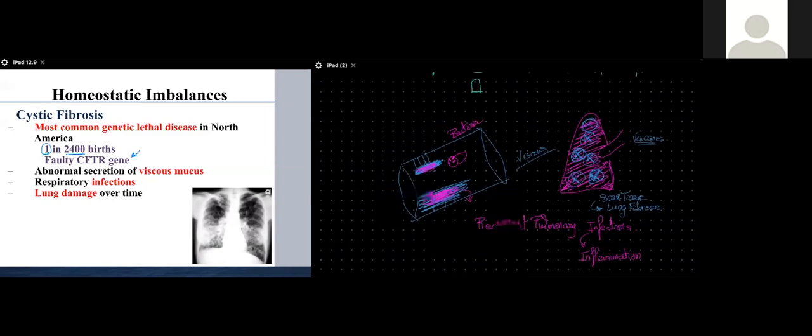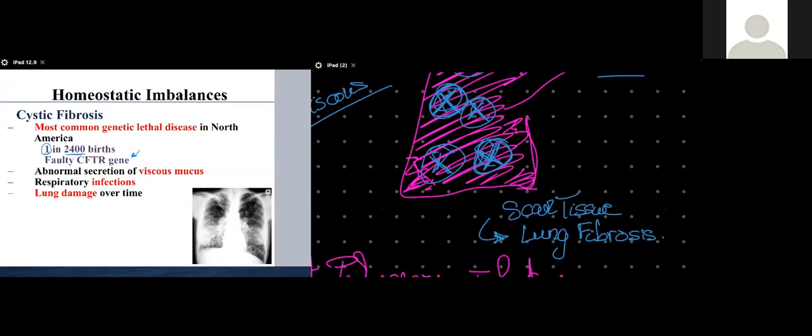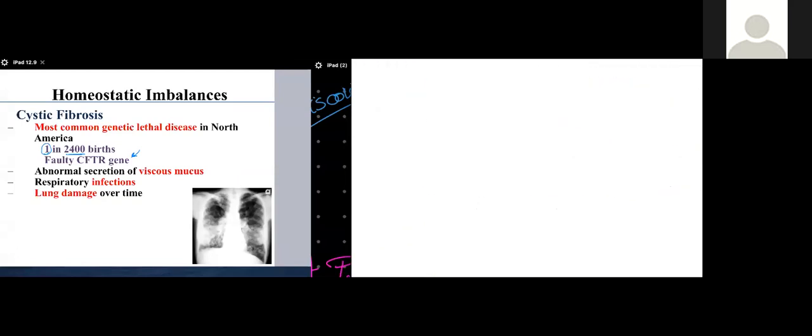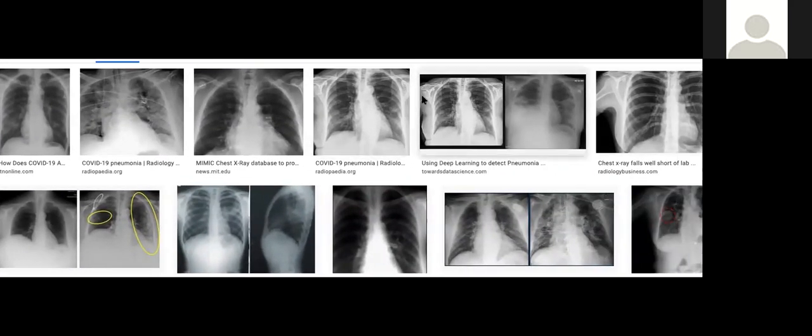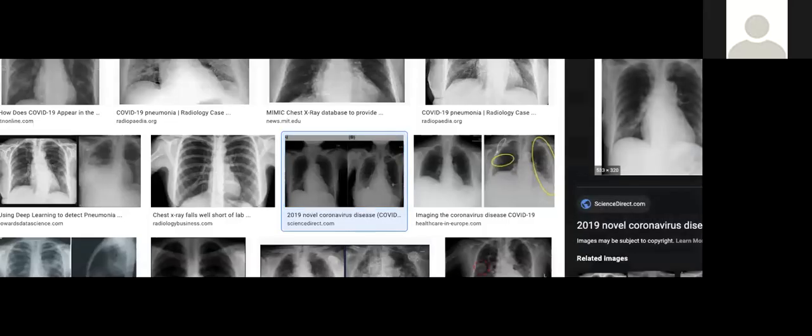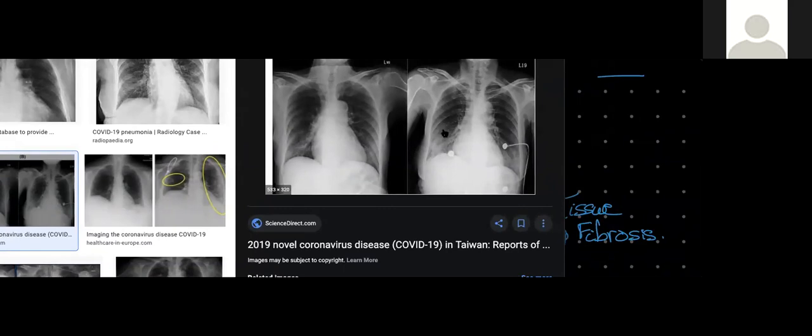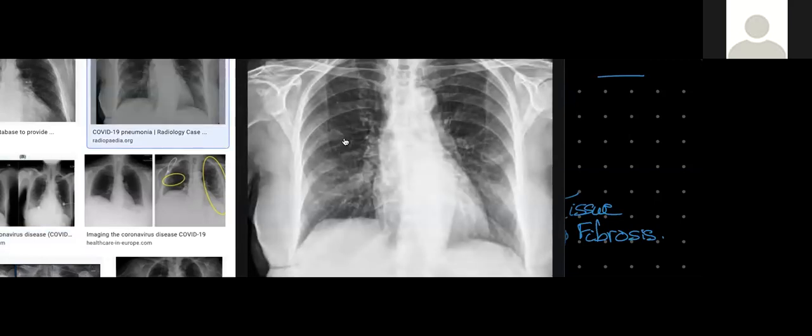It's an induced, the same concept as here, but it's much more aggressive. For COVID-19 it's going to be the same concept. I'm inducing inflammation, and as I induce the inflammation, the lungs heal by fibrosis. So if you look at an X-ray of a person who has COVID-19, you'll see lots of fibrosis. Those white markings are the accumulated fibrous tissue here.